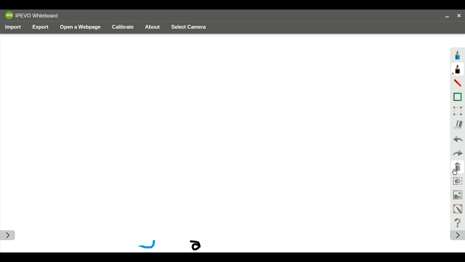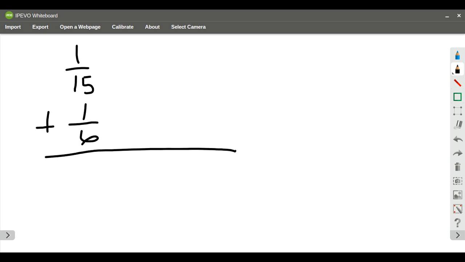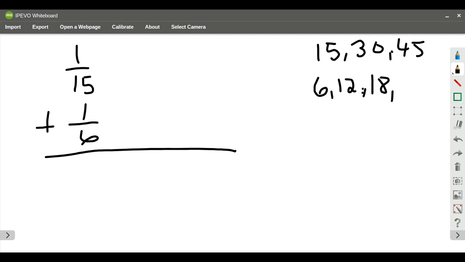All right, so let's take a look at some of our practice problems. So we have 1/15 added to 1/6. So when I go ahead and add those together, I need to find the least common denominator. So again, if I list out my multiples, 15, 30, 45, I'm going to stop there. And then I'm going to do 6, 12, 18, 24, 30. Common denominator is going to be 30.